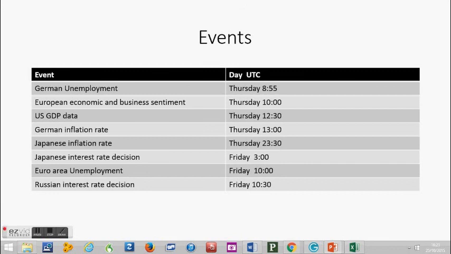And then Friday we have European area unemployment rate, and we also have a Russian interest rate decision. So that kind of sums it up for this week.